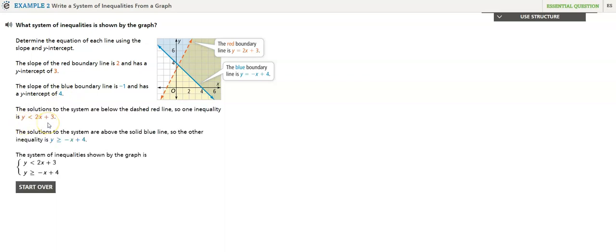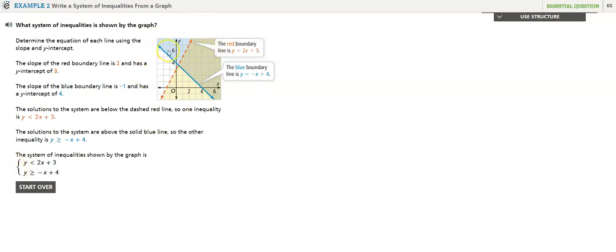So the solution to the red line is y is less than 2x plus 3. The solution to the blue line is y is greater than or equal to negative x plus 4. And then here, this little fancy bracket, this is how we show that these two inequalities, or even equations, you could use them for equations as well, are connected in a system or a set. If I just had two equations separately, it doesn't necessarily mean that they're together, but that bracket is what's showing that here.